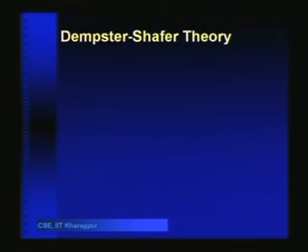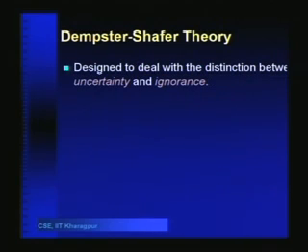So, we will briefly study a theory called Dempster-Shafer theory. So, this is designed to deal with the distinction between uncertainty and ignorance. Right.